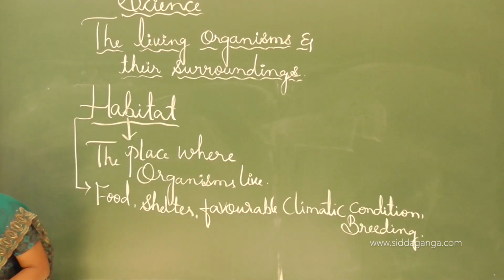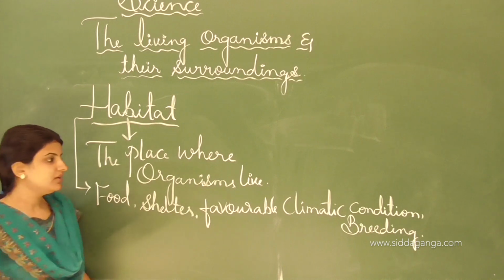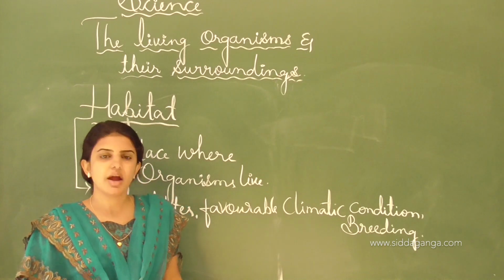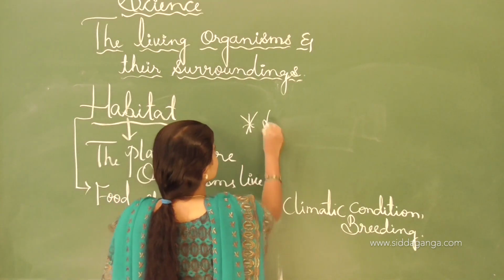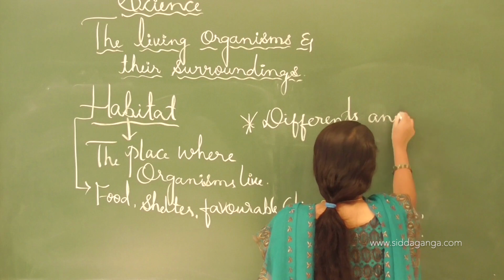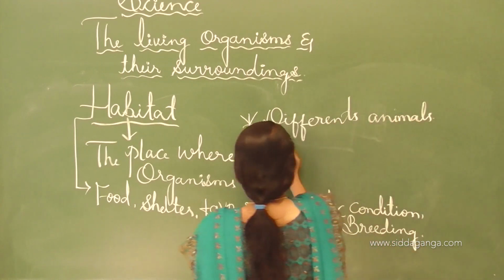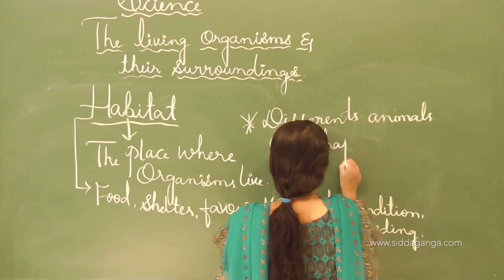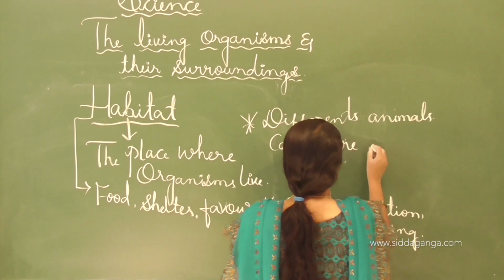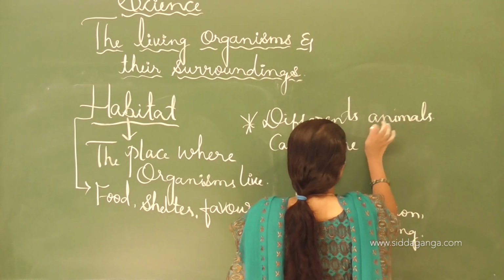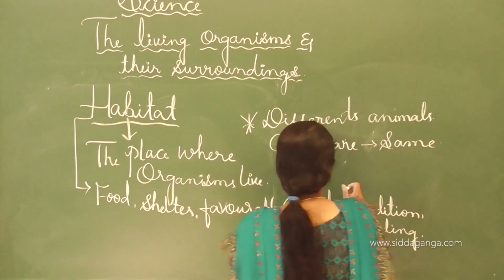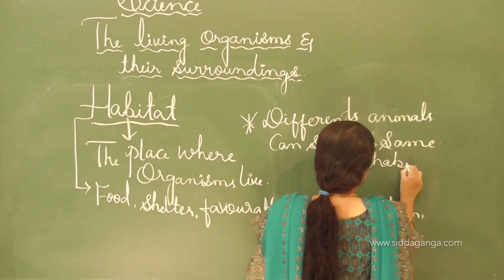See, several kinds of plants and animals may share the same kind of habitat. There are different types of animals, and these can share the same kind of habitat. Different animals can share the same habitat.